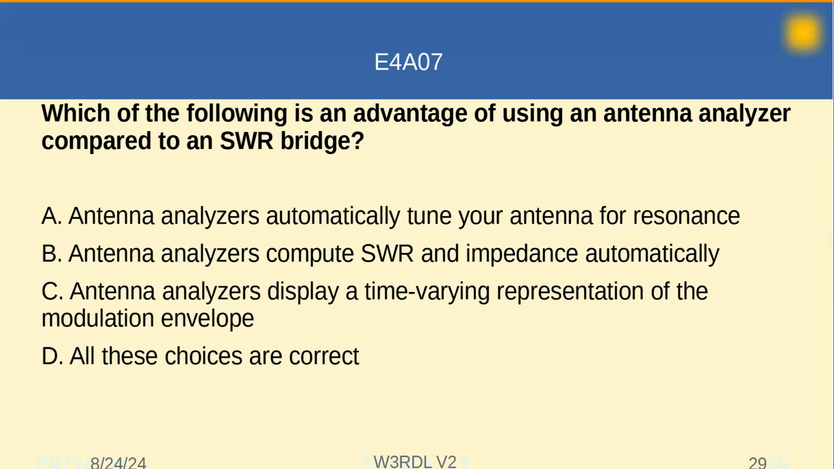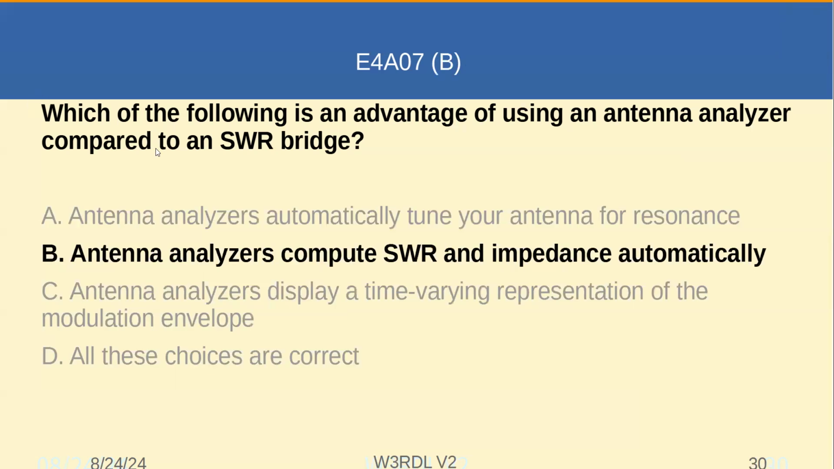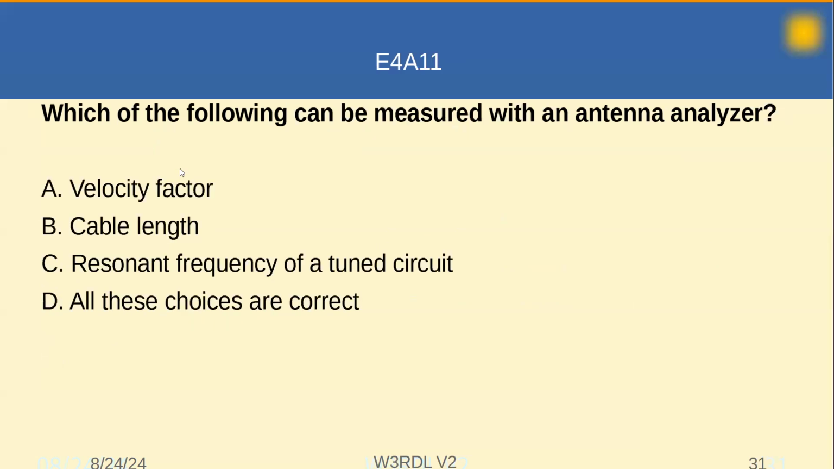Yeah, unfortunately, the analyzer doesn't tune your antenna. Okay. So D is definitely out and A is out. PCARS actually has one antenna analyzer you can borrow. It's a CMFJ one, I guess the Bravo version of it, but I've used it before. And it's analog. Which of the following can be measured with an antenna analyzer?